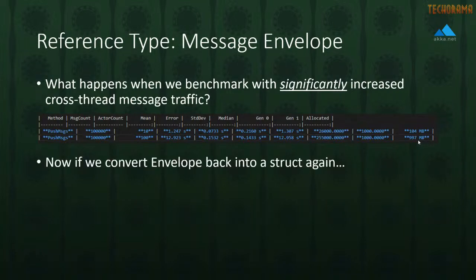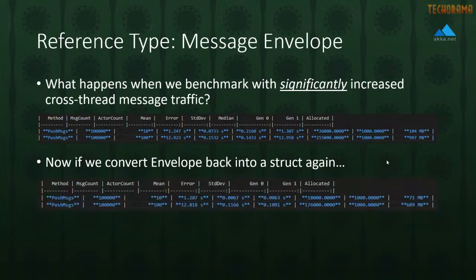Now, what happens if this data was all collected with our envelope as a class? What happens if I convert an envelope back into a struct again? Well, lo and behold, I'm seeing the 33% memory savings that we saw earlier happen again as well. We go from using 104 megs to 71, and from using 1 gig to using two-thirds of one.